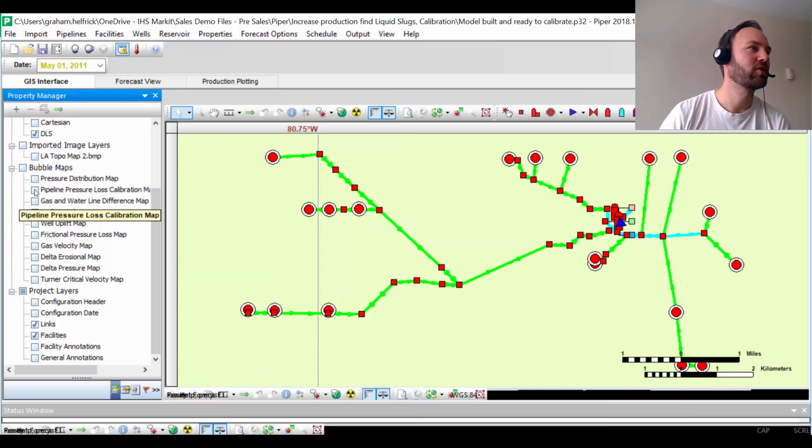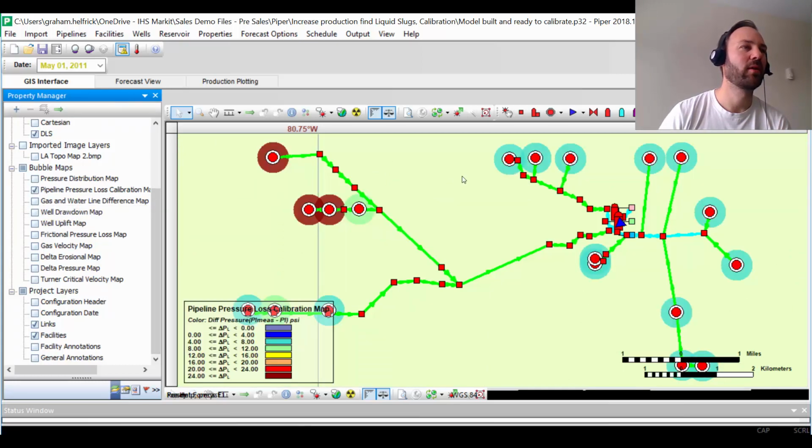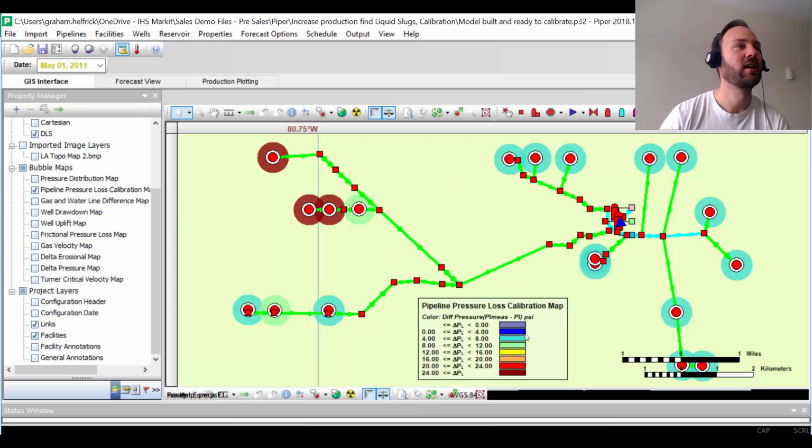So we've got the pressure calibration map. What this is doing is it's taking that delta P value and it's just making it a color. So blue is basically a good match, and red is telling us that there's something wrong. There's some difference between the model and the measured pressure in the field.